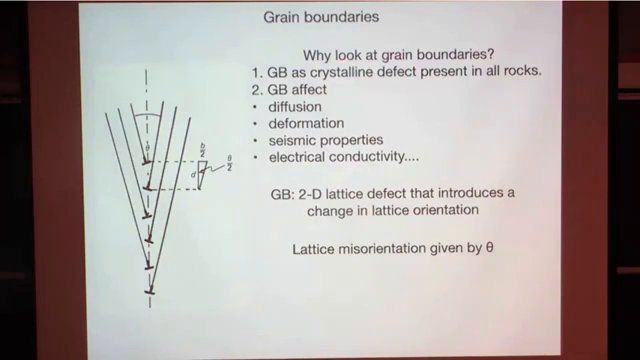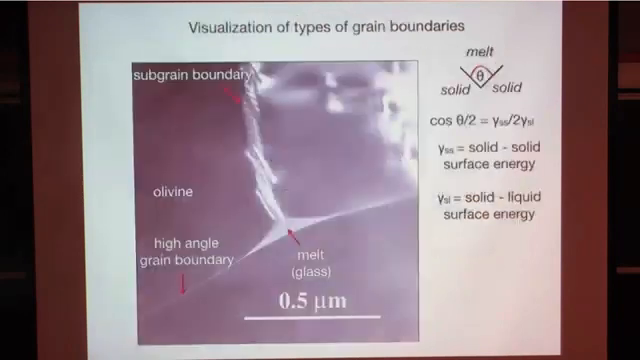Grain boundaries then affect diffusion, and I'll have another picture. You can imagine, in comparison to the perfect crystal, that diffusing atoms along the grain boundary is faster, right? The grain boundaries are not as ordered. You have faster diffusion, and therefore this faster diffusion will also affect deformation. And in turn, seismic properties, and I'll spend quite a bit of time on that, and then also electrical conductivity. So basically everything that we measure, everything that we care about in rocks, is modified by the grain boundaries.